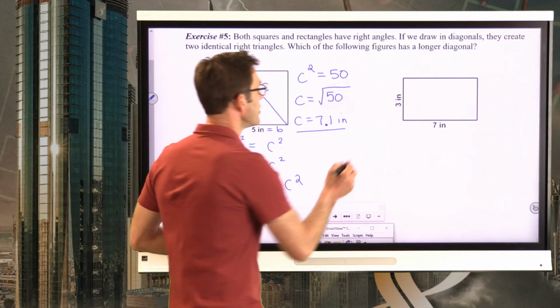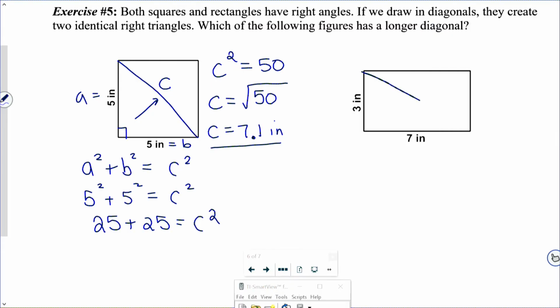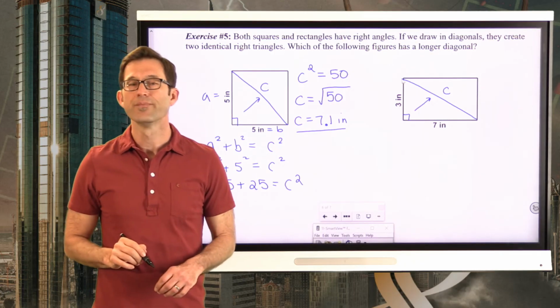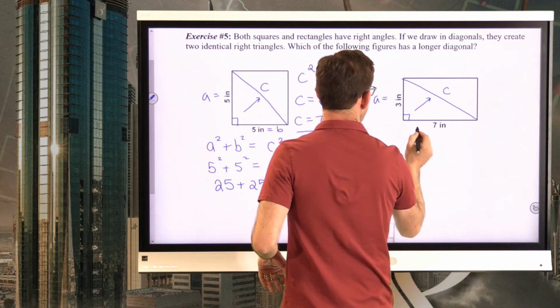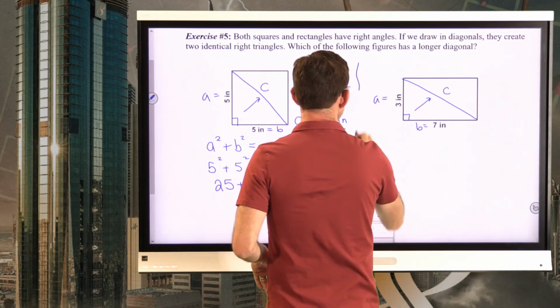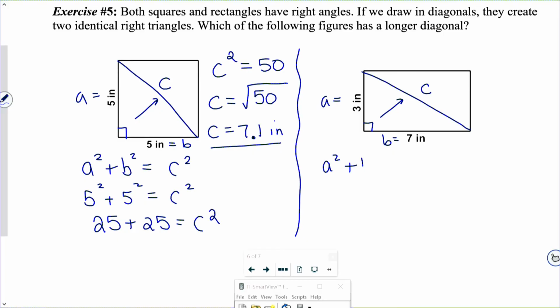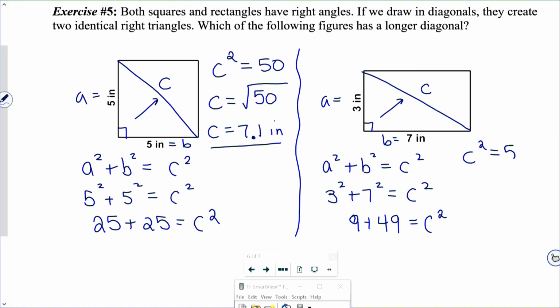All right, so our diagonal, and it doesn't really matter which diagonal we draw in, they're the same. Again, here's our right angle. The thing that we're missing is, again, the hypotenuse, so we'll call it C, okay? Now I'll call one of those A and one of them B. It doesn't matter which, we'll go A here and B here. So I'm going to say A squared plus B squared is equal to C squared. 3 squared plus 7 squared is equal to C squared. That's going to be 9 plus 49 is equal to C squared. And C squared is equal to 58.